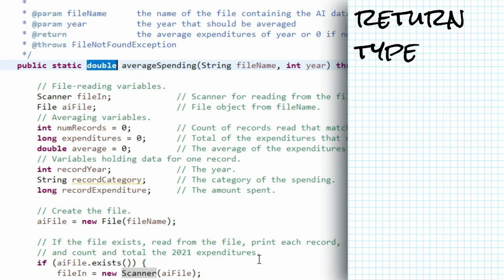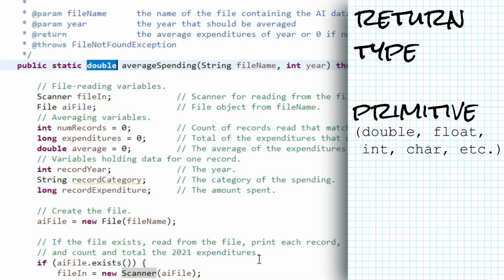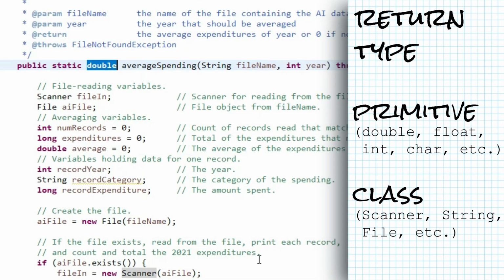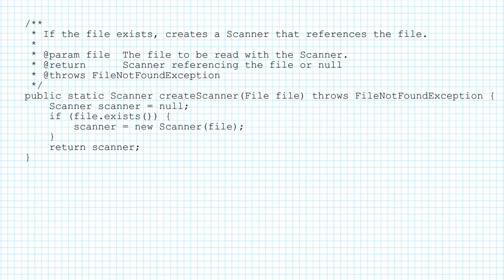This can be a primitive type, like double, as we have here, or it can be an object type, a class. For example, we could have a method that creates a scanner that points to a file and returns the scanner. In that case, we'd put scanner as the return type.